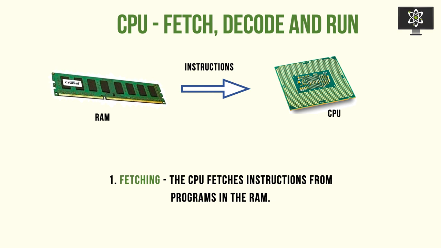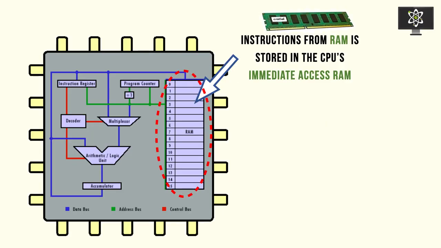Okay, so firstly, the process of fetching involves the CPU fetching instructions from programs from the RAM. Okay, we'll talk about RAM later. But RAM is essentially, think of it as a memory location where instructions are stored on a temporary basis. And the CPU mainly talks to the RAM to get its input. Okay, so it gets instructions from the RAM.